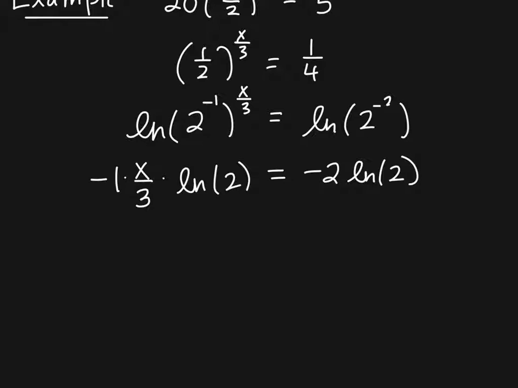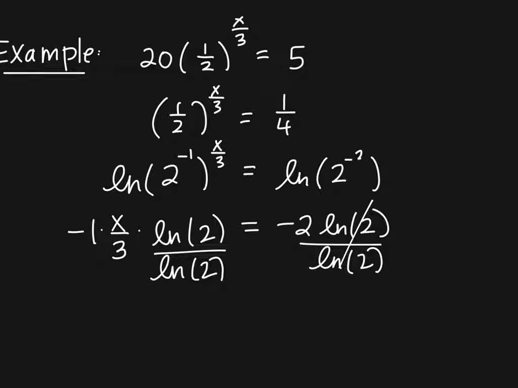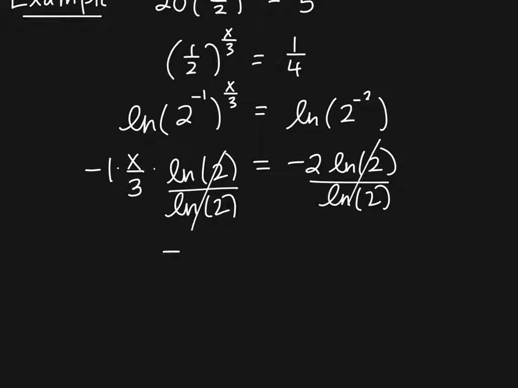Okay, divide both sides by ln 2. That's awesome for me because the ln 2's will reduce. That will leave me negative x over 3 being equal to negative 2. And if you put negative 2 over 1, then you can cross multiply. Negative x equals negative 6, so positive x equals positive 6. That was one of the harder ones. That would be like questions 1 to 2.